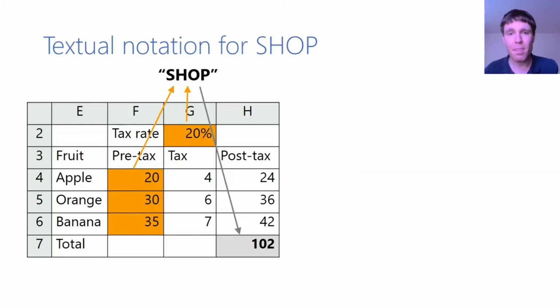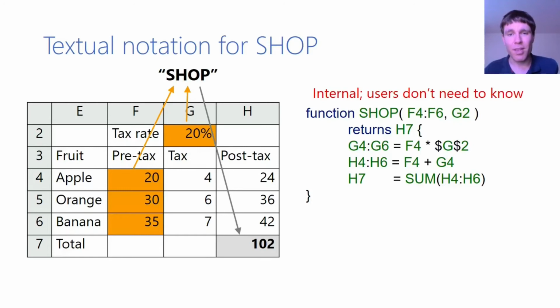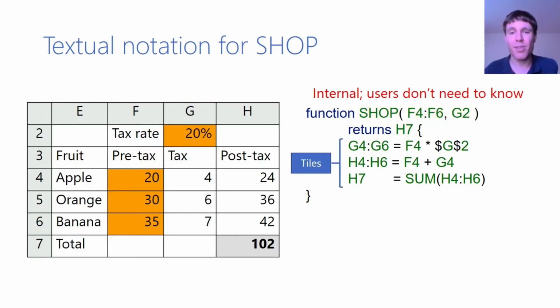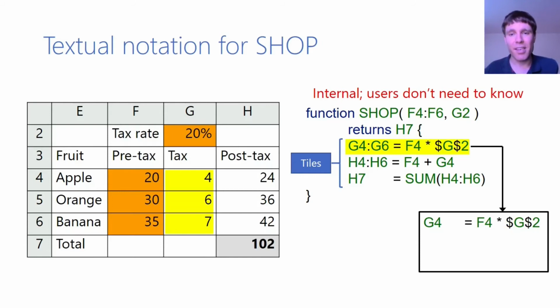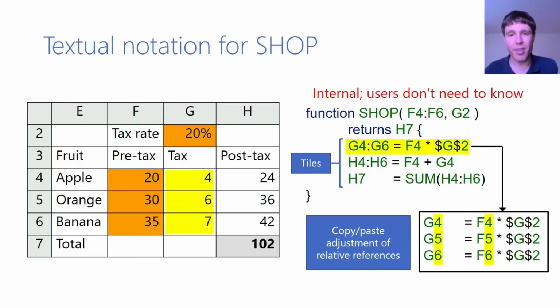Let's see how the generalization process works in the simpler shop example. For the purpose of describing our work, we use a textual notation for SDFs. Users don't need to know anything about this notation, though we have evidence that some users may find it helpful. Here we have the function name and the input and output ranges. Each line of the body describes a rectangular tile of one or more cells with a copied formula. For example, the first line describes these 3 cells. The given formula is placed in the top left cell and copied to the others with the usual adjustment of relative references.